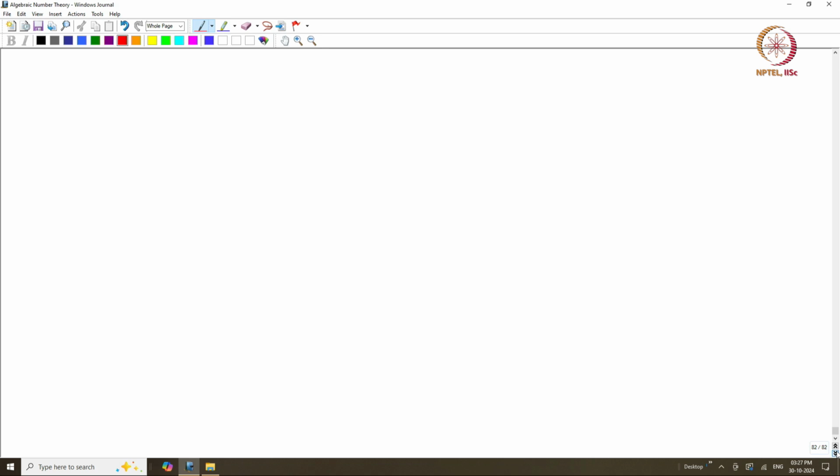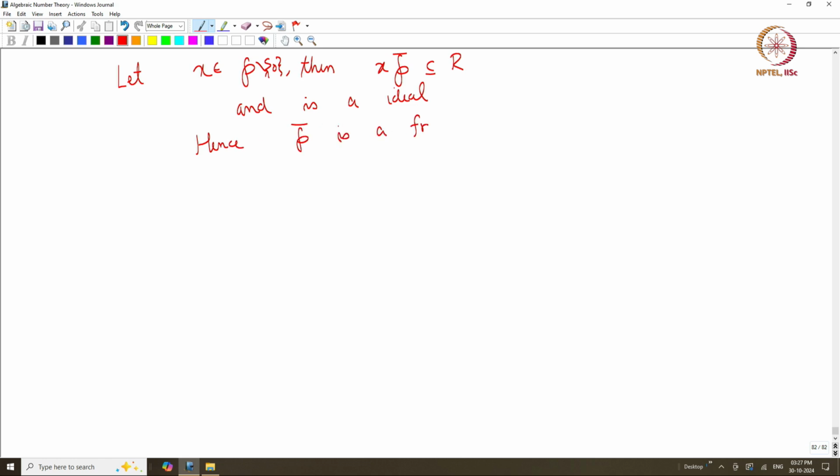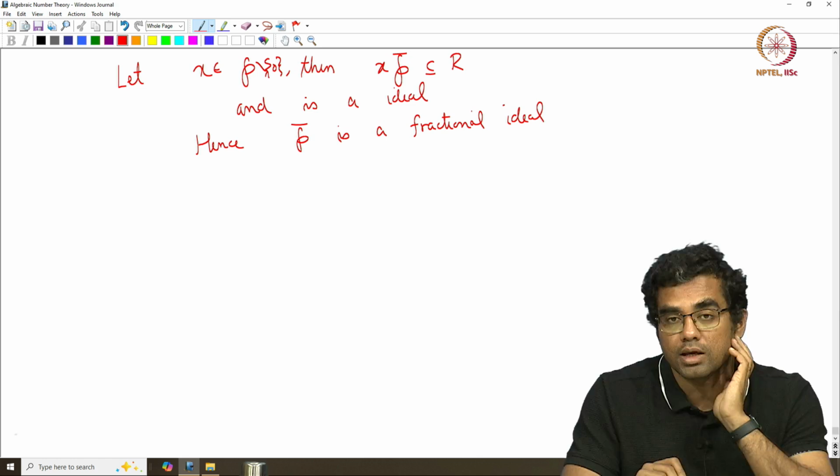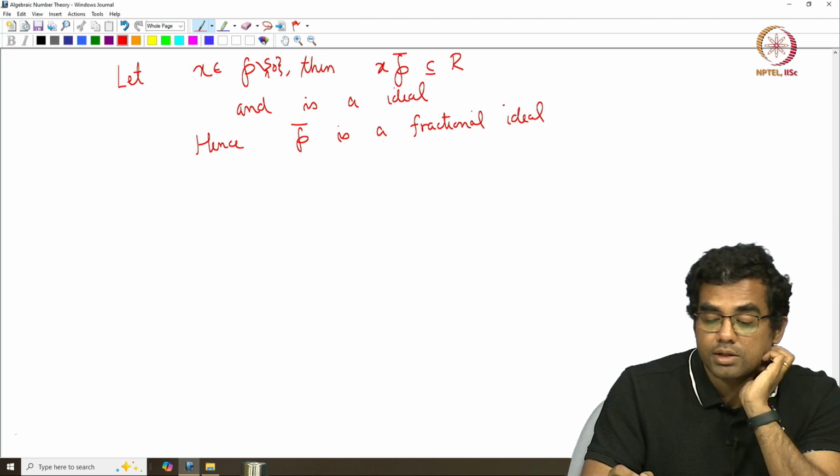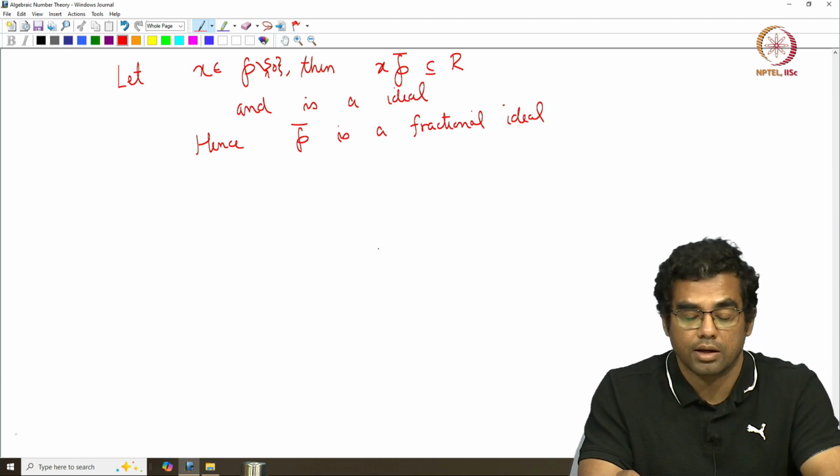Let me quickly say that P bar is a fractional ideal. So, let x be in P, then x times P bar is contained in R and is an ideal. This is non-zero if you like. Hence P bar is a fractional ideal. This is what we proved about fractional ideals: something is a fractional ideal if there exists a non-zero element x in K such that x times that set is contained in R. So, as I had promised, I said quickly why P bar is a fractional ideal.